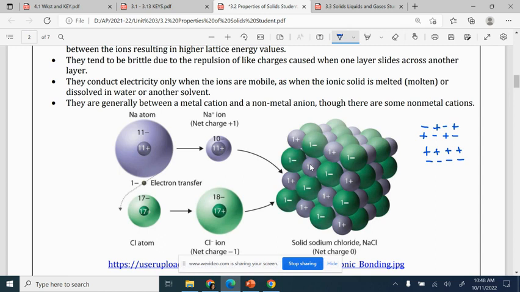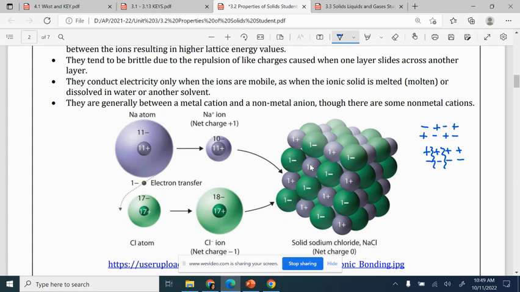And what do we know about like charges? They repel. And so this will end up breaking here, and that's why these are brittle, as opposed to a metal that if we tried to pound that out, it would just flatten because of the sea of electrons. It would be able to be manipulated that way. These would just crumble apart.